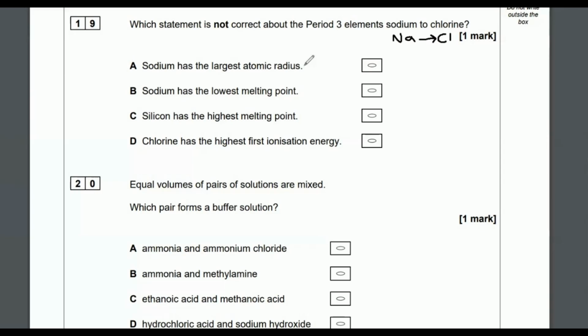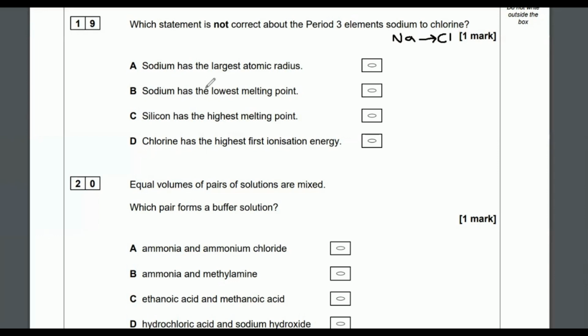Sodium has the largest atomic radius. So as we go down a group, generally atomic radius increases. So we go from lithium in group 1 to sodium to potassium. Generally, they get bigger. As you go across the period, they don't really get bigger because you're adding electrons to the same energy level, and yet the number of protons, the nuclear charge, is increasing. So if anything, the atomic radius shrinks as we go across the period. So sodium has the largest atomic radius. That might be true, but actually we are adding extra electrons.